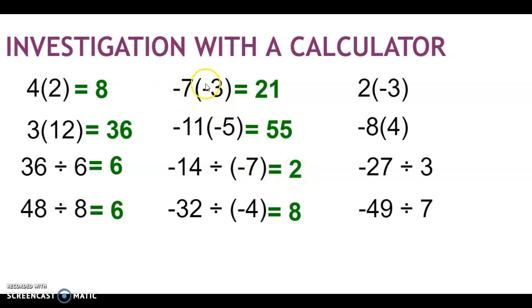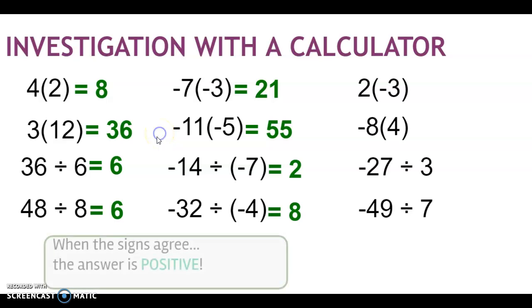Do you notice how when both of the integers are negative, in each case we always get a positive answer? That's true all the time. Well, how are you going to remember that? This is a little trick I like to use. When the signs agree, the answer is positive. Agree means to be the same. So if both of the integers are positive when we're multiplying and dividing, the answer is positive. If both of the integers are negative when you multiply and divide, the answer is positive. So if both of the integers' signs are the same or they agree, the answer is positive.